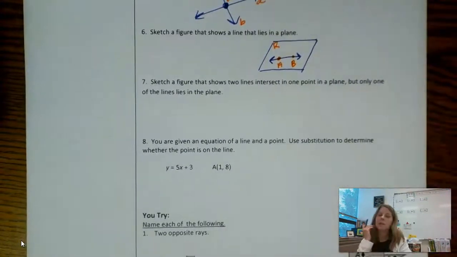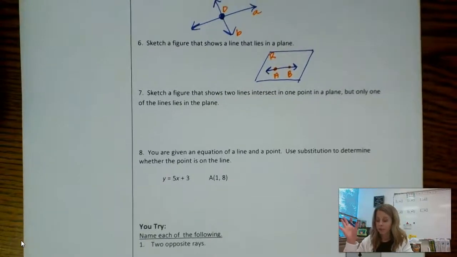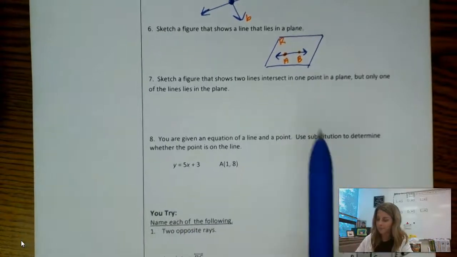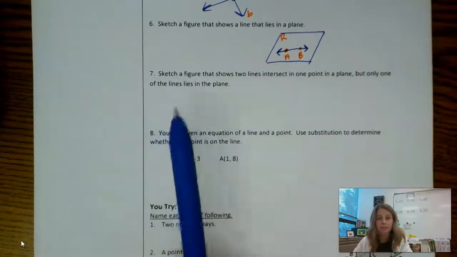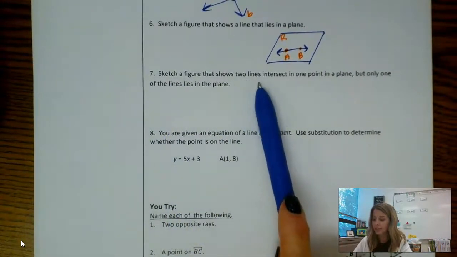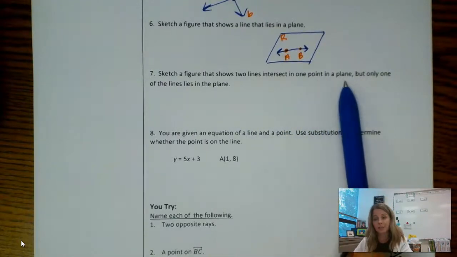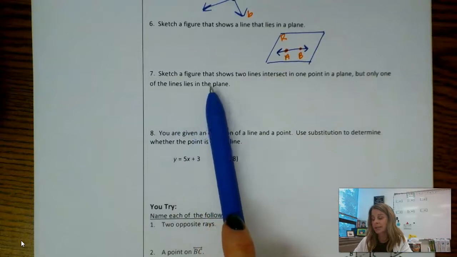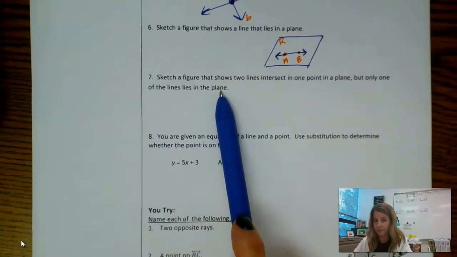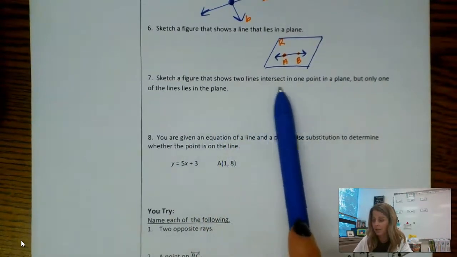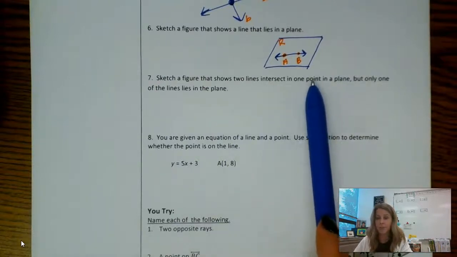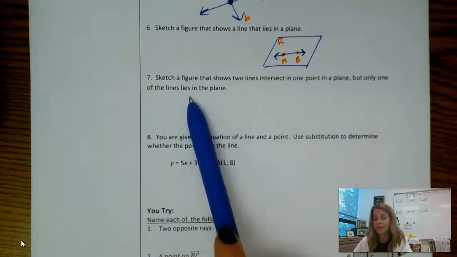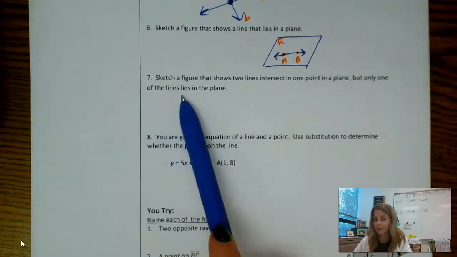Okay. At any point too, you can pause and try on your own, or you can just kind of go with me as I go through it. Sketch a figure that shows 2 lines that intersect in 1 point in a plane, but only one of those lines lies in the plane. Okay, so I want the 2 lines to intersect at 1 point. So the point is in the plane for sure, but both lines aren't in the plane. Only one of them is in the plane.